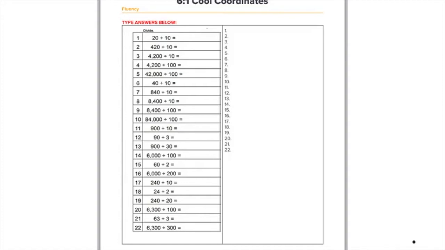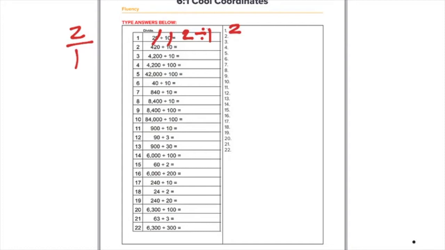We're starting with the fluency. Remember that when we see the zeros in our numbers, in our digits, that helps us with our division. If I have 20 divided by 10, well, that's like saying I can take 1/10 out of 20. If I divide 20 by 10, it becomes 2. And if I divide the 10 by 10, it becomes 1. 2 divided by 1, it's the same as saying 2 over 1 like this. So our answer for 1 is 2.